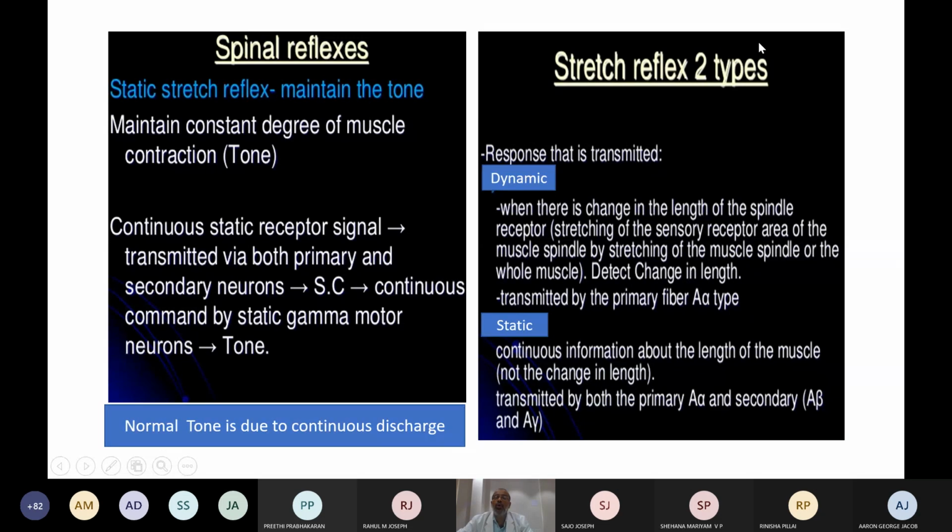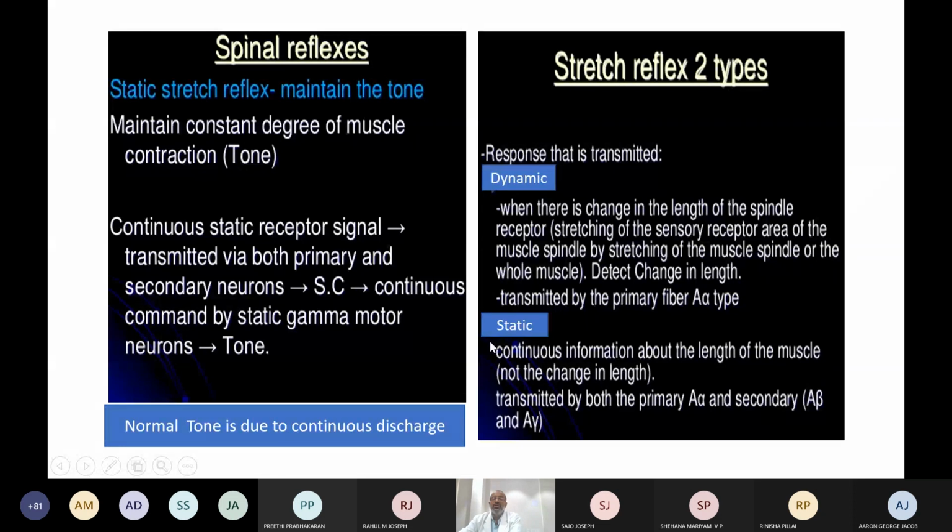So here there are two types of stretch reflexes we have already mentioned. One is dynamic, another one is static. In dynamic, there is a change in the length of the spindle receptor, resulting in stretching of the sensory receptor area of the muscle spindle, by stretching of the muscle spindle or whole muscle, which detects the change in length, and it is transmitted through primary fibers, A alpha type.